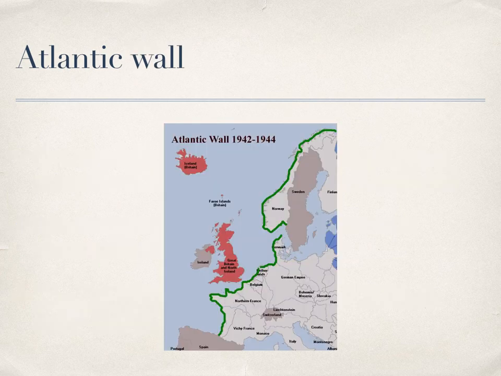Calais. So you can see from this map, the green line shows what the Atlantic Wall was like. It goes all down the coast of Sweden, Denmark, Belgium, Holland, and then down into France and all the way down to Spain.